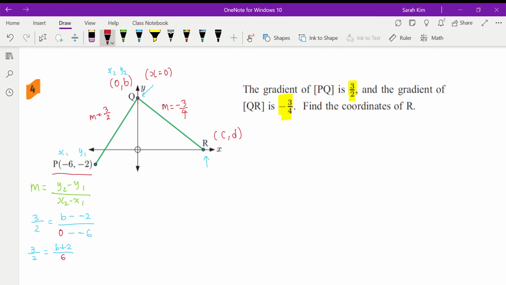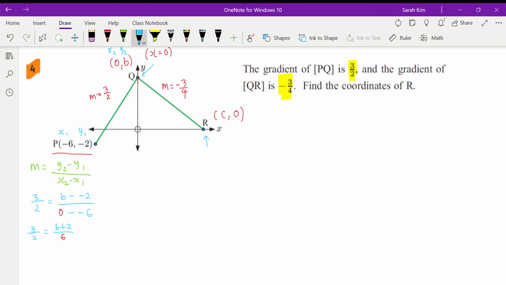Also, my C and D, if you have a look, it's my x-intercept, so my y value should be 0. So this value should be 0. So technically we only have to find 2 unknowns. Let's solve this one first because we're on our way.